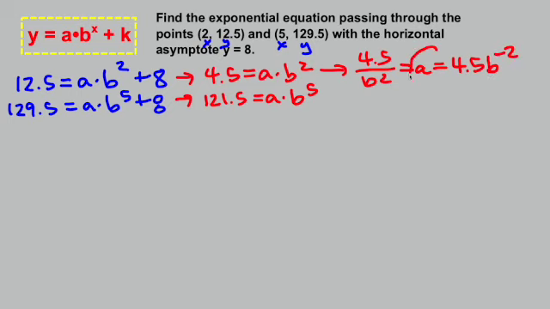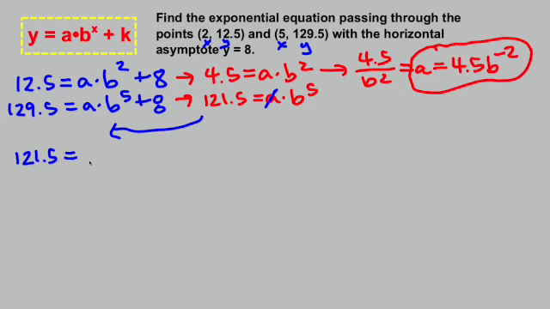And I actually prefer that because in a moment here, we're going to plug in this value into the second equation. So we're going to go to the second equation here, and wherever we see an a, we're going to replace it with this 4.5 times b to the negative 2. Kind of running out of room here. I'm going to go ahead and write it over here. So I'm going to say 121.5 equals 4.5 b to the power of negative 2 and then times b to the 5th.